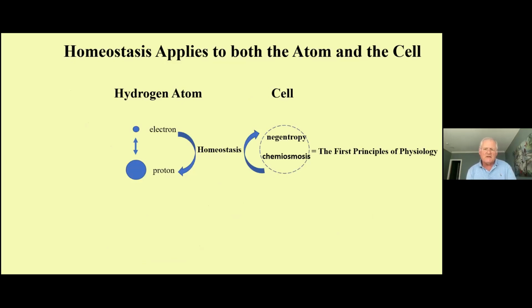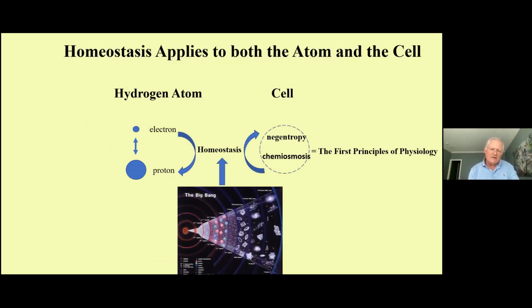So, homeostasis as applied to the atom and the cell. Harold Morowitz has stated that if you think about a hydrogen atom, the simplest atom, there's a proton and an electron, and they're in homeostatic balance with one another. And similarly, you see in the cell, as I said in the previous slide, the negative entropy and the chemiosmosis, the bioenergetics, are regulated by homeostasis. And this is where the first principles of physiology come in.